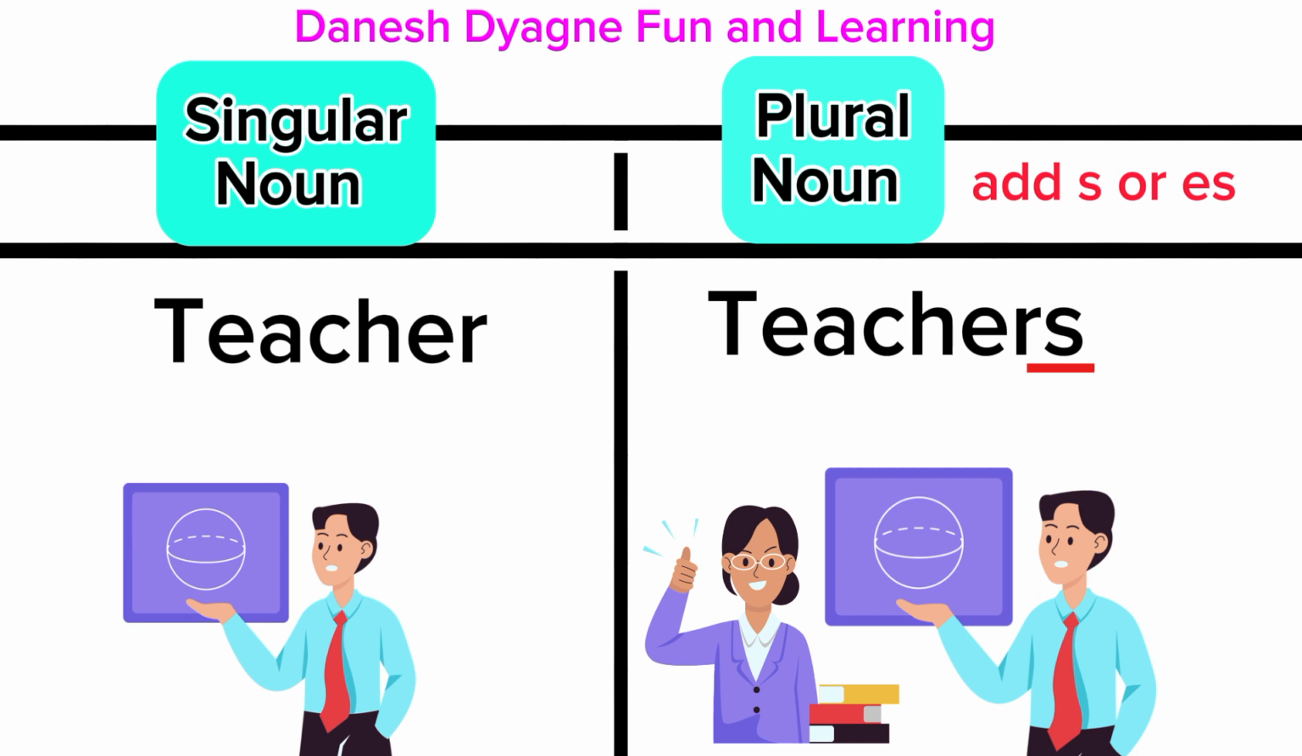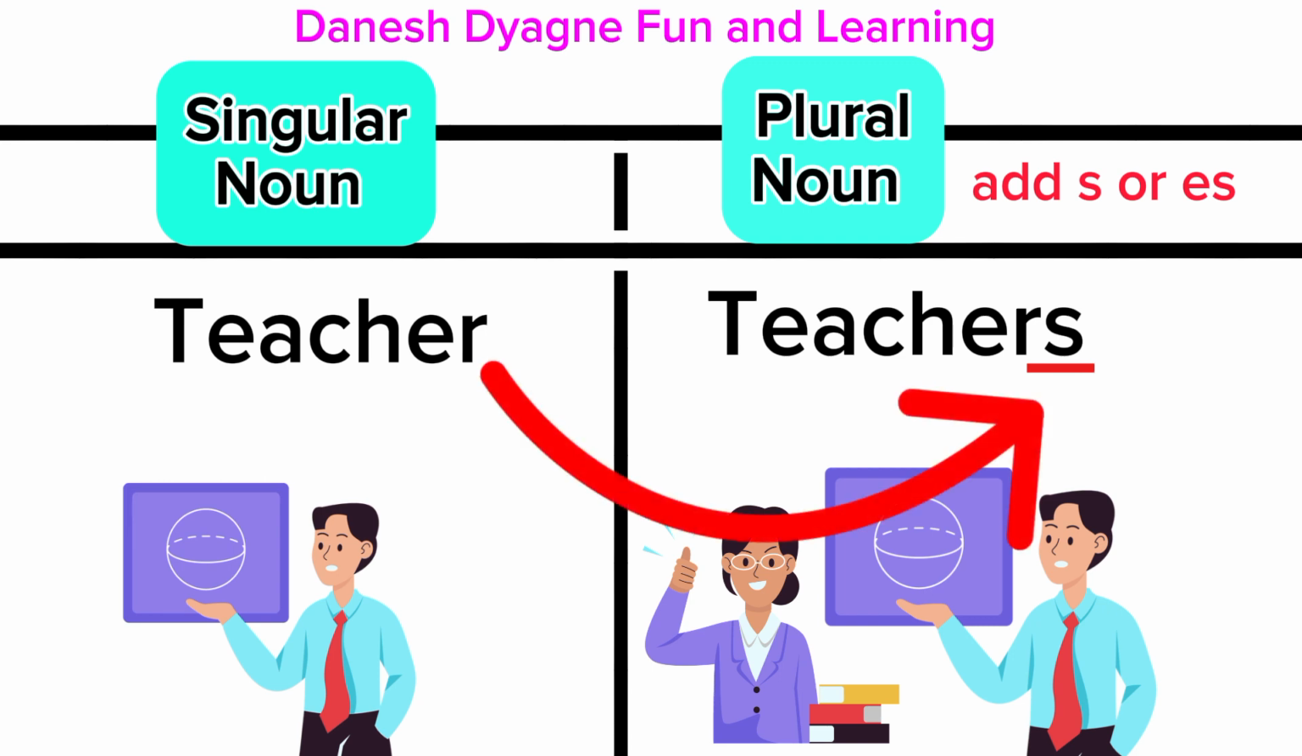Let's remember the basic rule. When it comes to turning a singular noun into a plural noun, the singular noun needs to add s or es at the end to become a plural noun. Let's move to another example.